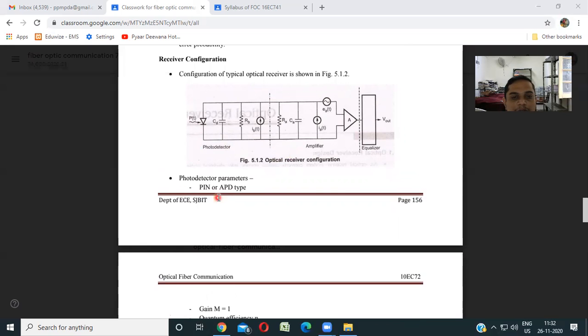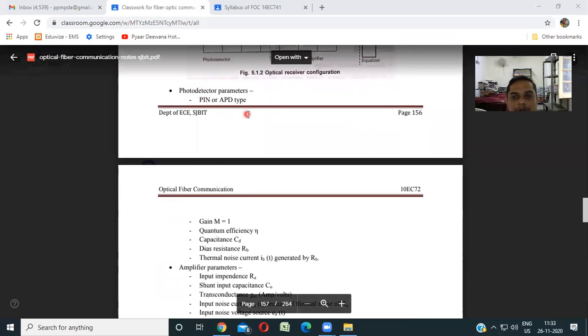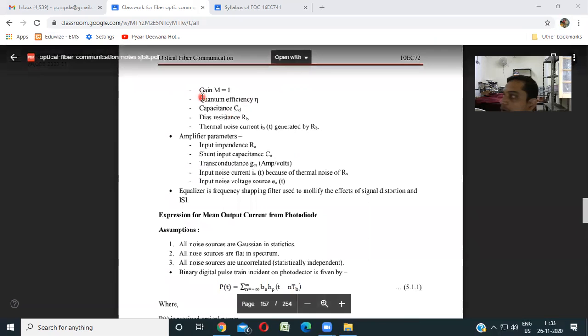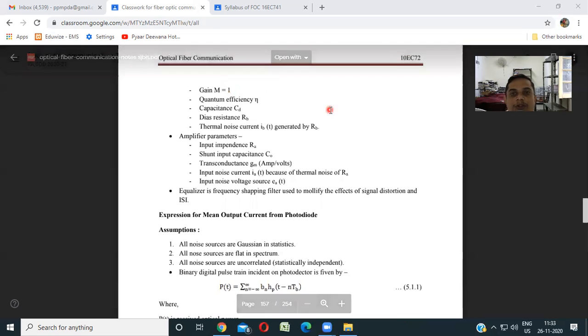So photodetector parameters, either we have the PIN or APD, and the different parameters of the photodetectors are gain. So gain is given by M. So M is equal to 1. Always we have to maintain the gain equal to 1. Then the quantum efficiency is given here. Already we discussed the output to input, number of photons generated to number of electron hole pairs injected.